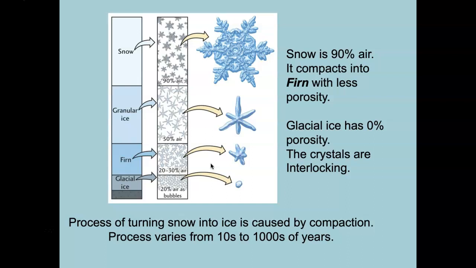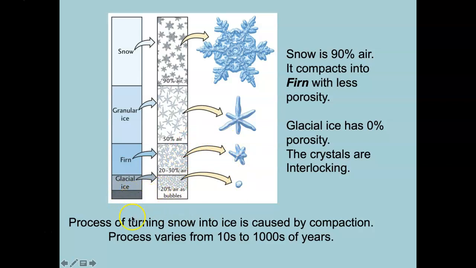As glaciers evolve over time, they're going to be more and more compact. So at the top of this column, we have snow. Snow is 90% air, right? Big fluffy pile of snow. Pack it down, you can make a snowball. Then you have granular ice that is 50% air and starts to lose that beautiful snowflake shape. Firn is going to only have 20 to 30% air. And then glacial ice has 20% air bubbles, so that you never really get down to 0% porosity till deep into a glacier.